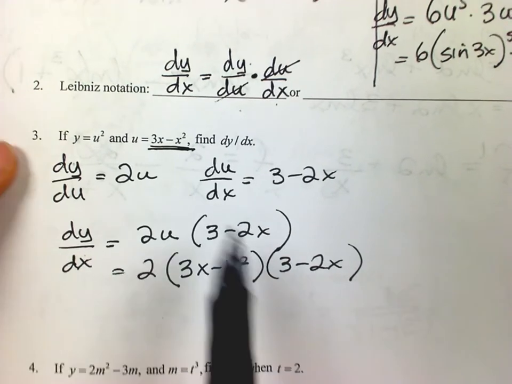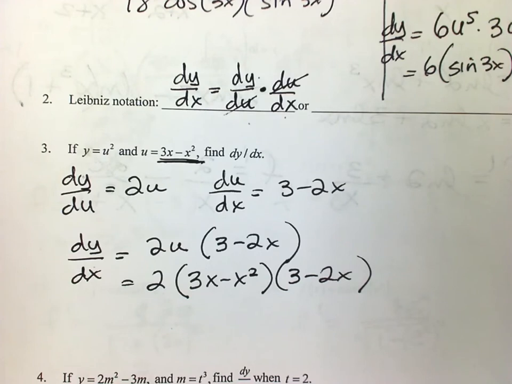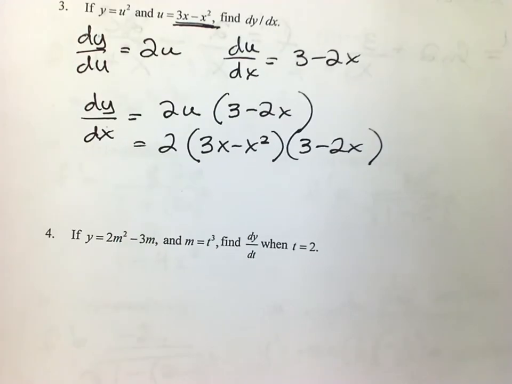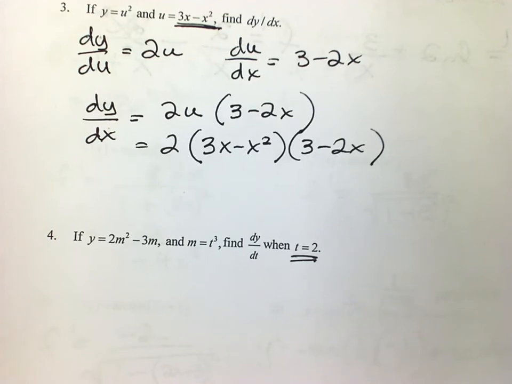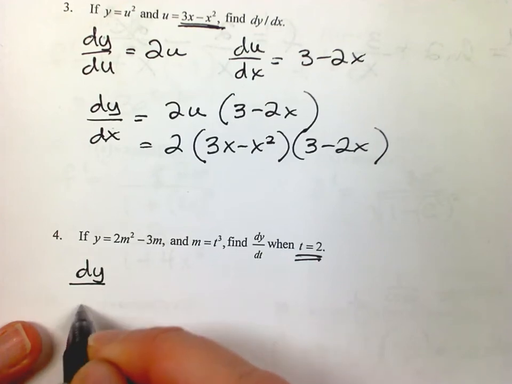Okay? Now, they might not be given to you like this, but if you can see the outside and the inside function, you can rewrite them as two separate functions. Okay? So let's look at the last one, because this says when t equals 2. So we're going to substitute some things in, and this is when it is the most helpful. Okay, so I'm going to find dy/dm.